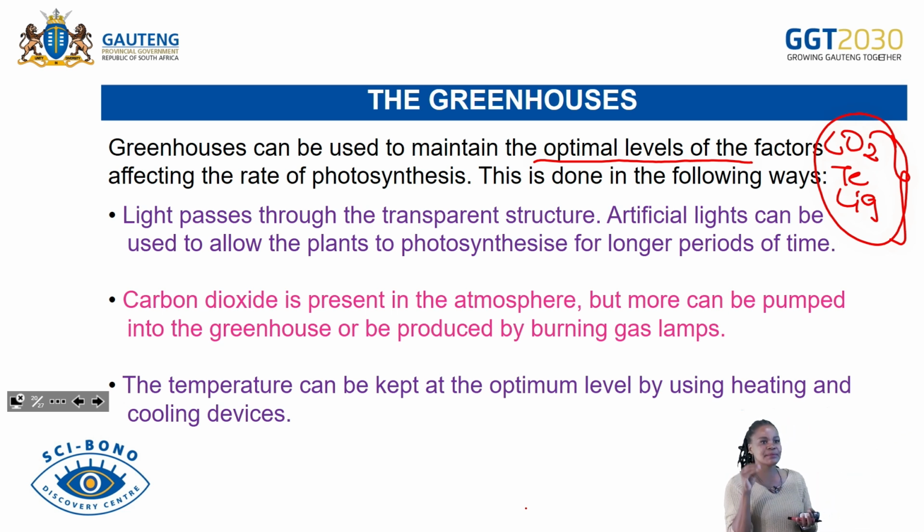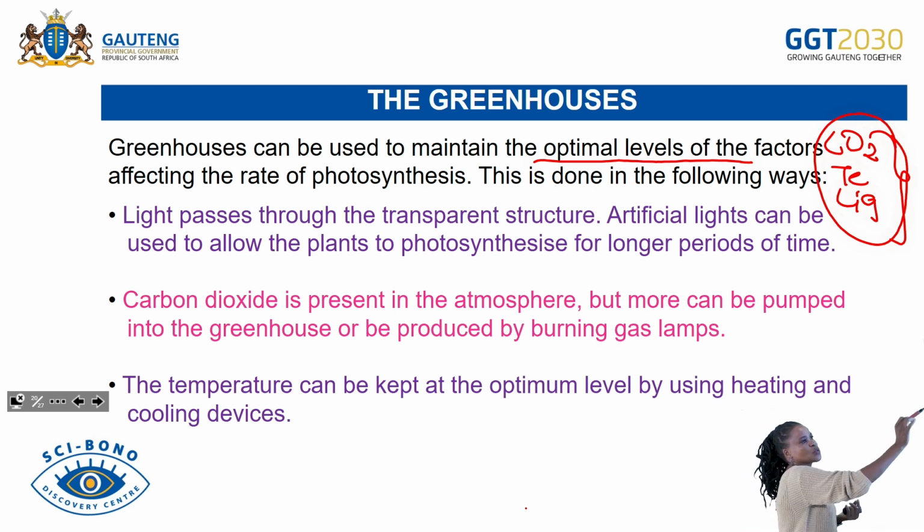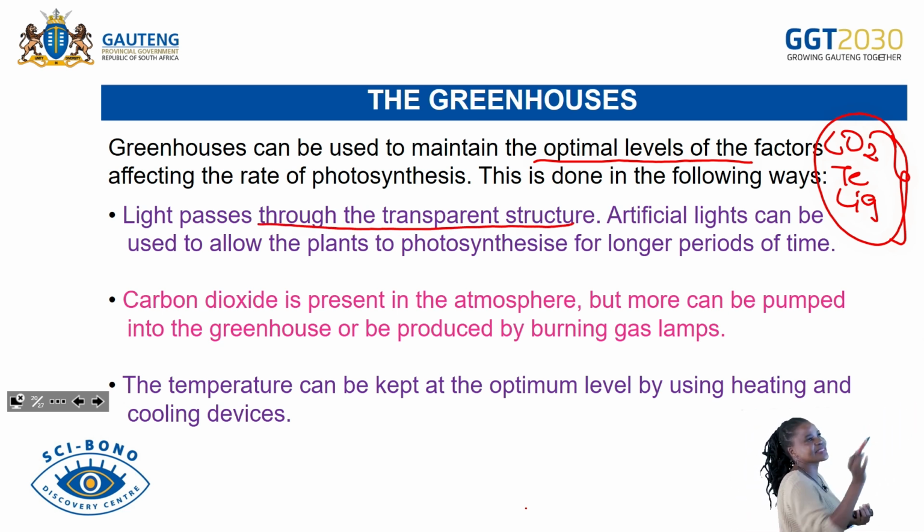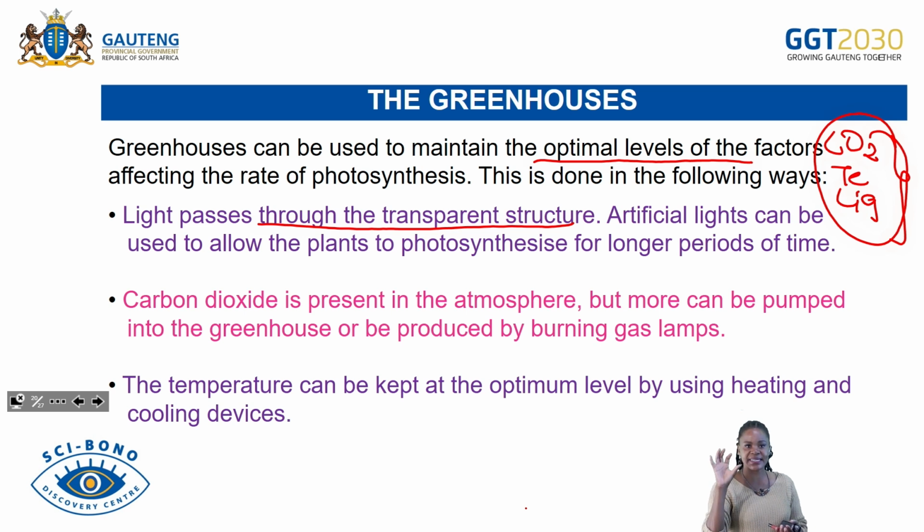Now, let us look into the first factor, which is light. How does light pass into the greenhouse? Now, the light passes through the transparent structures of the greenhouse.